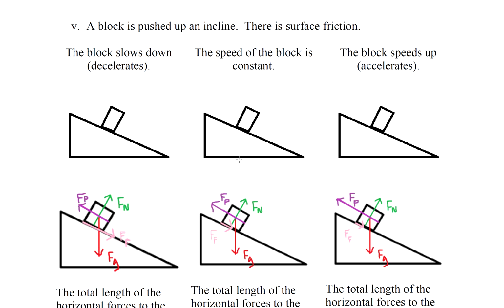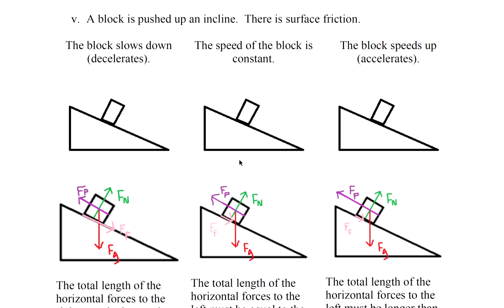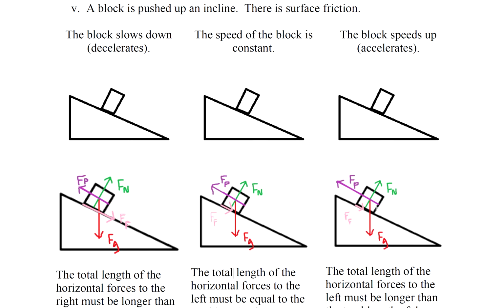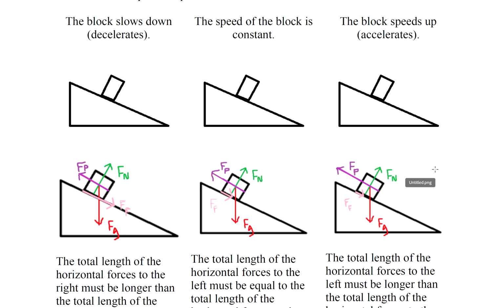Part V, a block is pushed up an incline. There is surface friction. The block slows down. So for this first image on the left, force of friction should be longer than force of push. Second part, the speed of the block is constant. So force of push to the left should equal normal force and force of friction to the right. Finally, the block speeds up, it accelerates. So the force of push to the left should be greater than force of normal to the right and force of friction to the right.